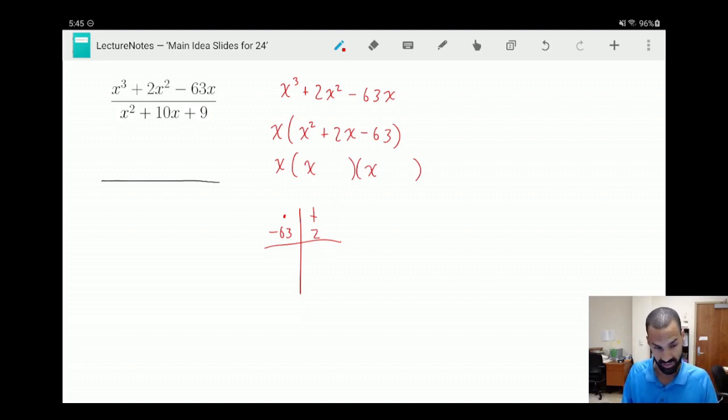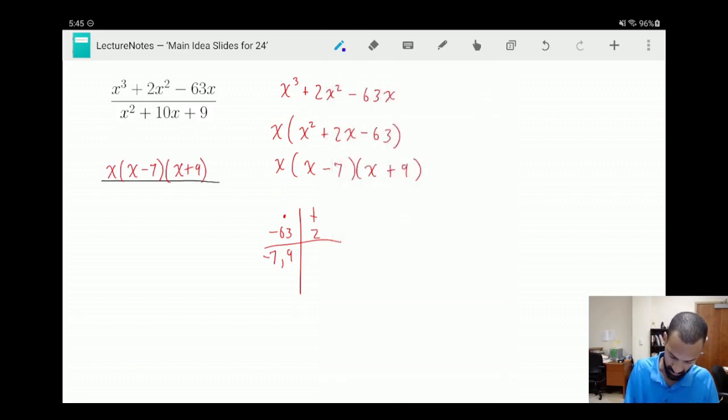Numbers that multiply together to be negative 63 but add up to 2 would be negative 7 and positive 9. They multiply together to be negative 63. They add together to be 2. So my numerator will factor to be x times x minus 7 times x plus 9. The entire numerator is now written as factors.